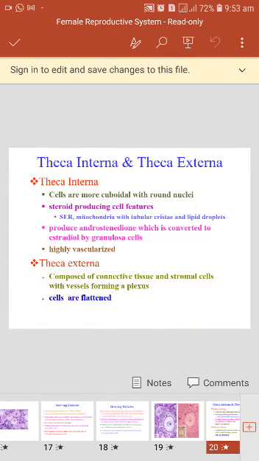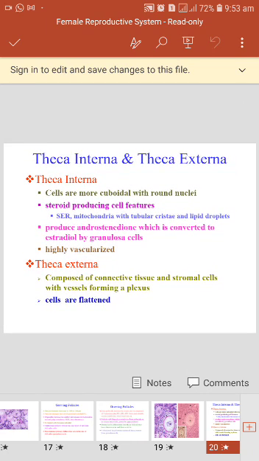Theca interna and theca externa are different. Theca interna cells are more cuboidal with round nuclei, while theca externa cells are flattened. Theca interna have the steroid-producing cell features, so they have smooth endoplasmic reticulum and mitochondria. They produce androstenedione, which is converted to estradiol by granulosa cells. These are highly vascularized, while the theca externa is composed of connective tissue and stromal cells with vessels forming a plexus.